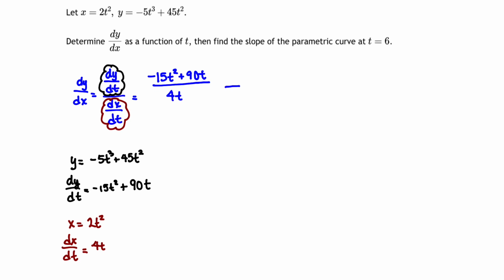Now, I always like to clean up my derivatives if possible. This involves simplifying. I notice that t is a common factor for the numerator and the denominator. So I'm going to pull out a t from both numerator and denominator, cancel that right out. So we're going to assume that as long as t is not 0, our derivative is negative 15t plus 90 over 4. So that means our first derivative, written as a function of t, would be negative 15t plus 90 over 4.